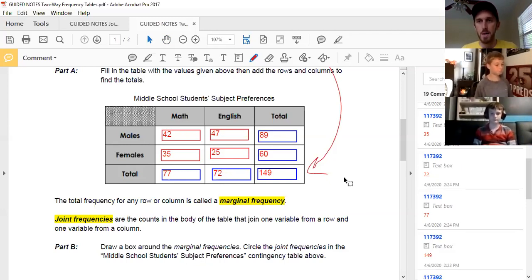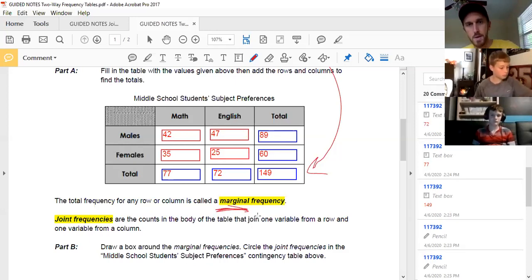That's it. Okay. So there's a couple little terms that I'll share with you. So we've got one term here that is called marginal frequency. It's exactly the way it sounds. Margins are kind of like the outsides of a thing, right? So the marginal frequency is on the outside.